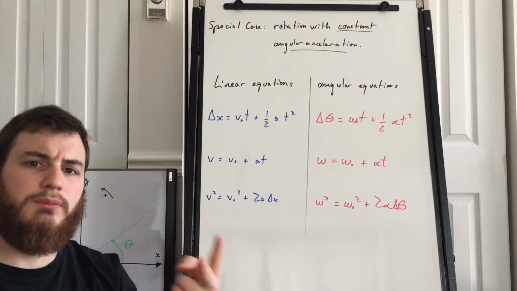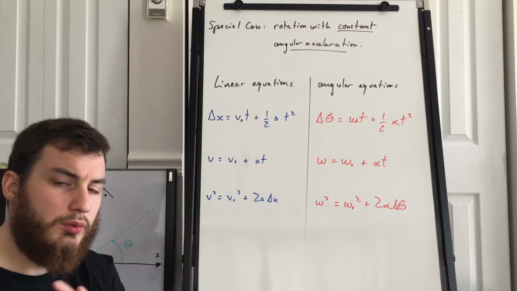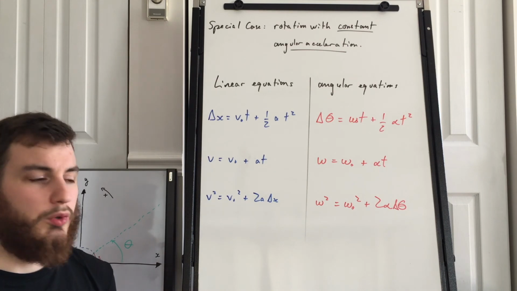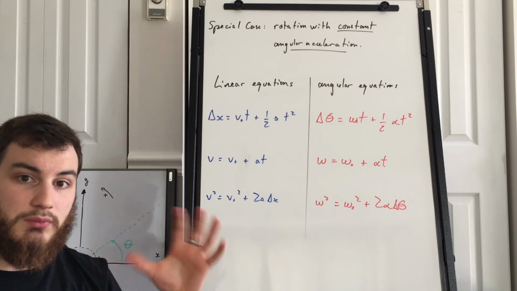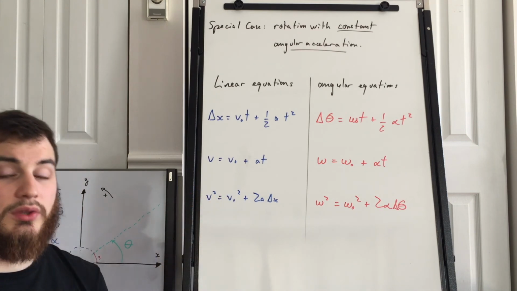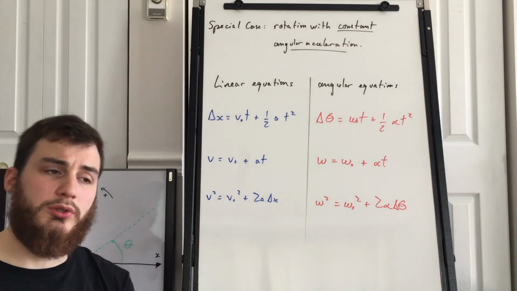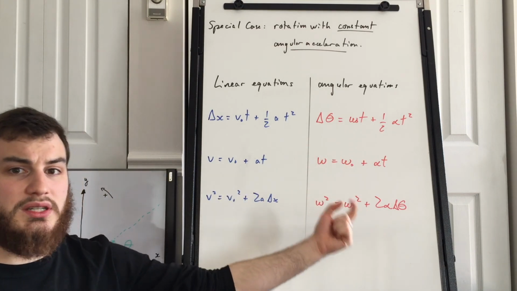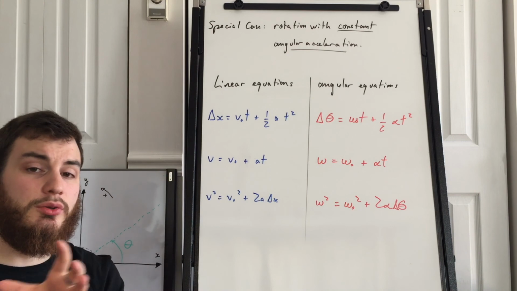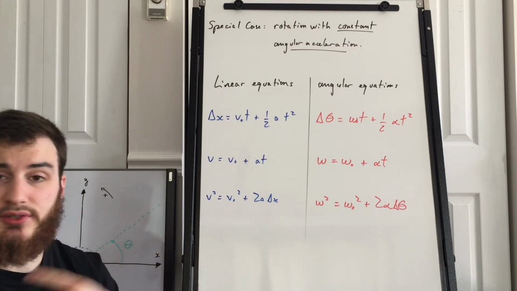Get used to writing them, get used to reading them, get used to understanding what they mean, and have your notes somewhere with the definitions of those variables and what they mean and how they go together, how they're linked also to the linear variables, because sometimes you'll be asked to start from or to find an angular quantity and translate it into its linear quantity. Sometimes you'll be asked to reverse.